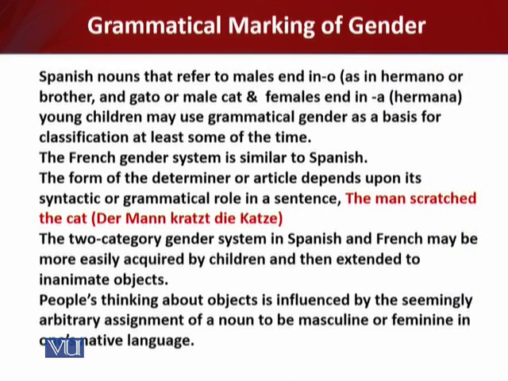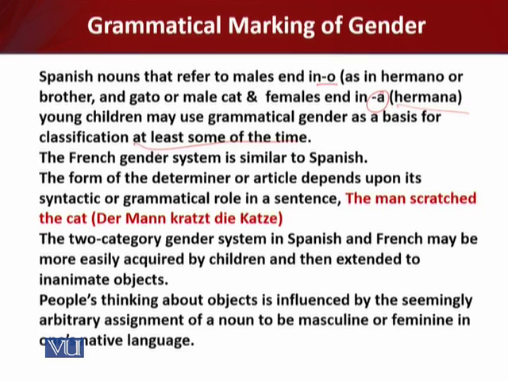So now we will look at the differences in marking gender across different languages. The first example is Spanish, where nouns that refer to males end in O, as in hermano, or brother, and gato, or male cat, and females end in A, hermana. In addition, many Spanish nouns are marked for gender even if there is no obvious semantic basis for it. So young children may use grammatical gender as a basis for classification at least some of the time.